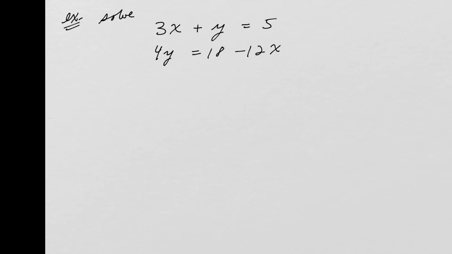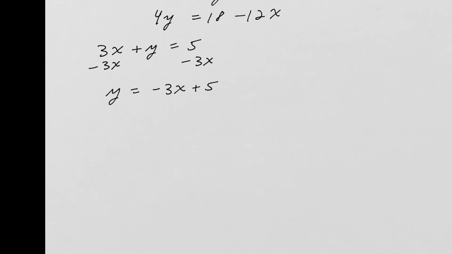Okay, so again, I want to solve this by substitution. I could just divide by 4 in the second equation, but then I have fractions. Let me solve for y in the first equation, because I want to solve for one of the variables in one of the equations. So I need to subtract 3x, right, from both sides. So I have y equals -3x plus 5.